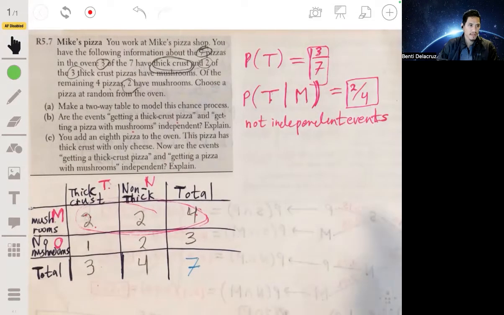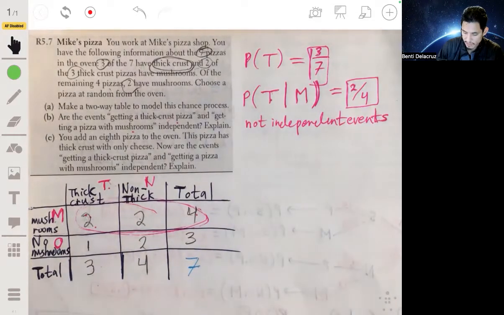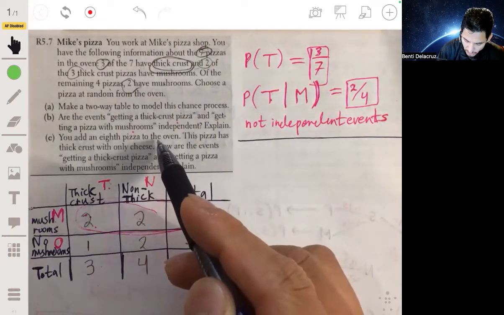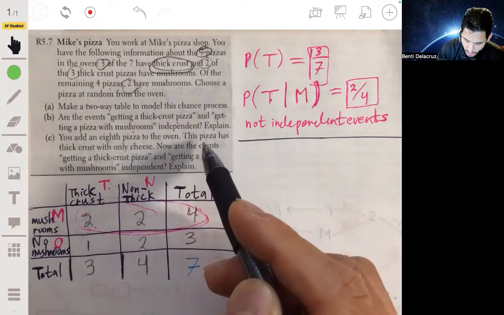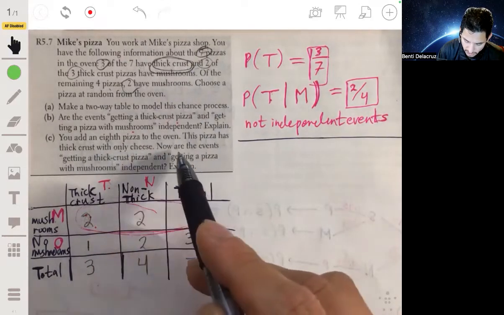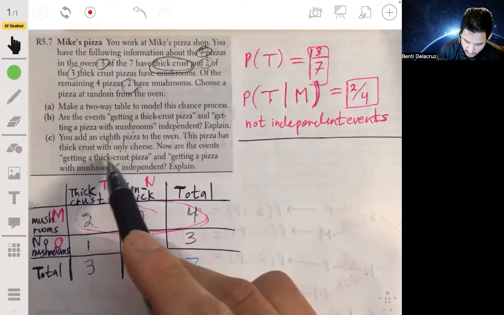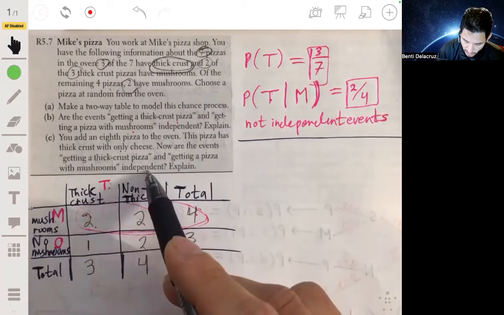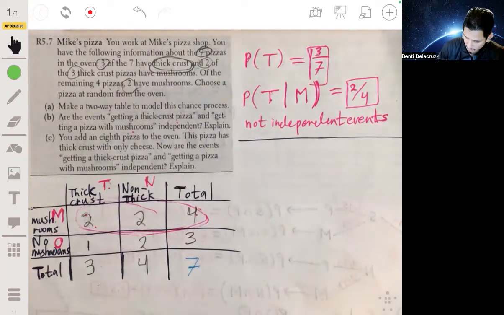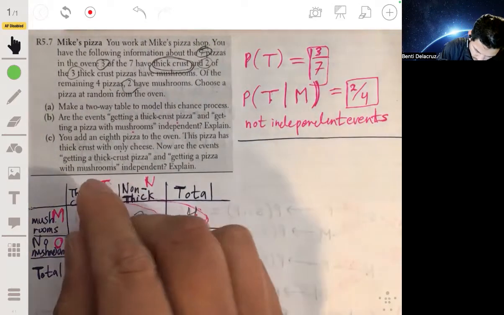Okay, now let's look at part C. Now we're going to add something to it. It says we're going to add another pizza to the oven. We're going to add an 8th pizza to the oven. And this pizza has thick crust with only cheese. Now we're going to say, are the events getting a thick crust pizza and getting a pizza with mushrooms independent? So, to save some time, I'm going to erase these values.